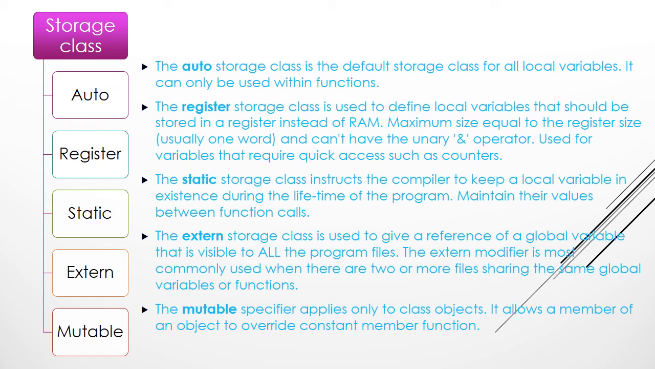For such cases, I save my variable in the extern storage class. That is, when my global variable is used in two or more source files instead of being one, then I store my variable in the extern storage class. The last type is the mutable storage class. The mutable specifier applies only to class objects. It allows a member of an object to override a constant member function.